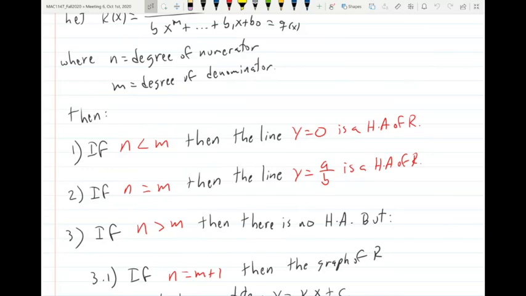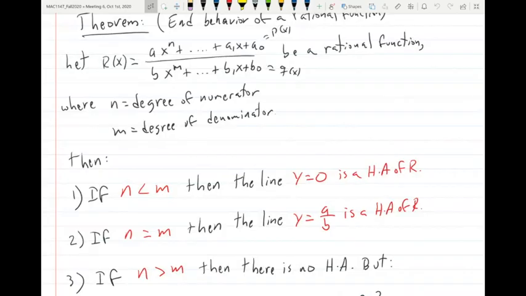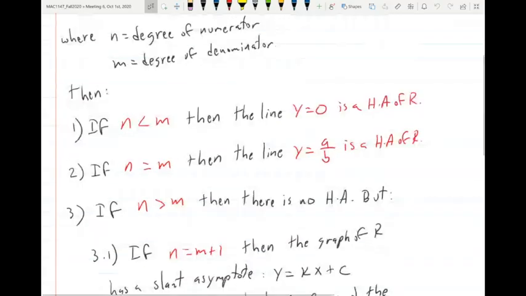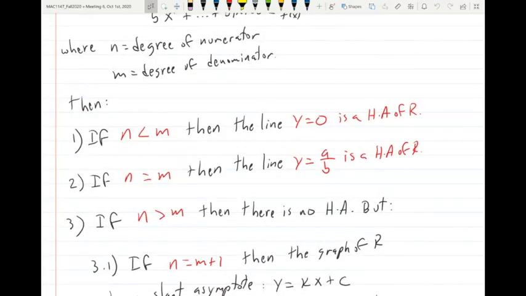That's the first statement. Now, what if instead the degrees are the same, the degree of the top is the same as the bottom? Then we still have a horizontal asymptote. It's going to be the line y equals a over b. That's the ratio of the leading coefficients, the numbers in front of the variable with the highest power for each of them. So in cases 1 or 2, when the degree of the top is less than or equal to the bottom, we have a horizontal asymptote. Otherwise, if the degree of the top is bigger than the bottom, there is no horizontal asymptote.